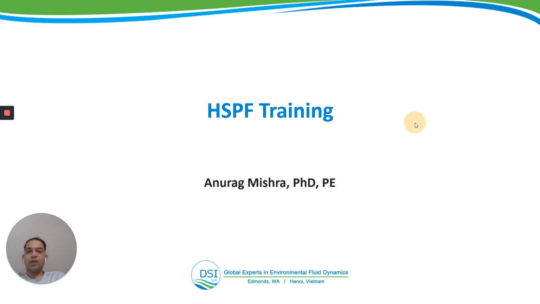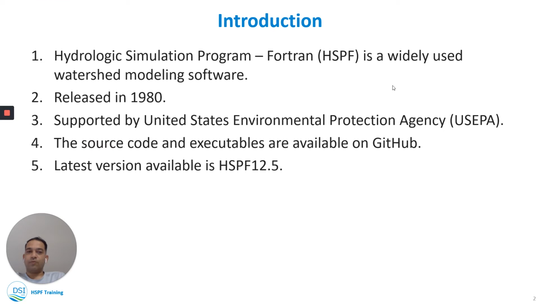HSPF stands for Hydrologic Simulation Program Fortran. It's a widely used watershed modeling software that has been around for more than 4 decades. US EPA supported the development of HSPF over all these years, and the latest available version is 12.5 on the US EPA website. The source code and executables are also available on the GitHub repository of RESPEC.